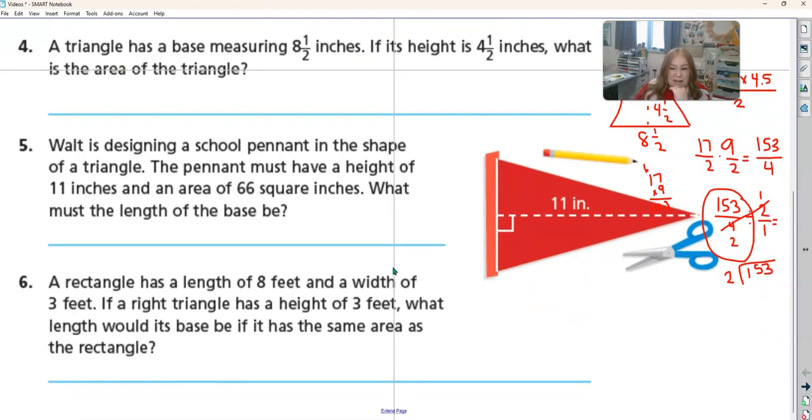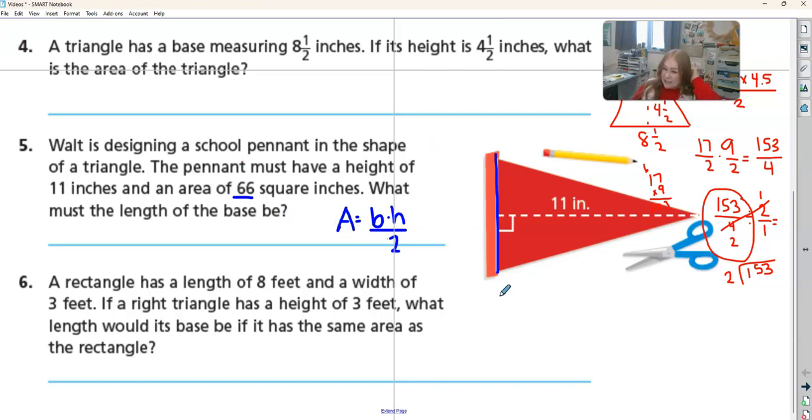Okay, number 5 tells us that Walt is designing a school pennant in the shape of a triangle. The pennant must have a height of 11 inches and a total area of 66. We want to know what is the base. What is the length of the base going to be if we know it's that high? So our formula tells us that area equals base times height cut in half. So let's plug in what we know.